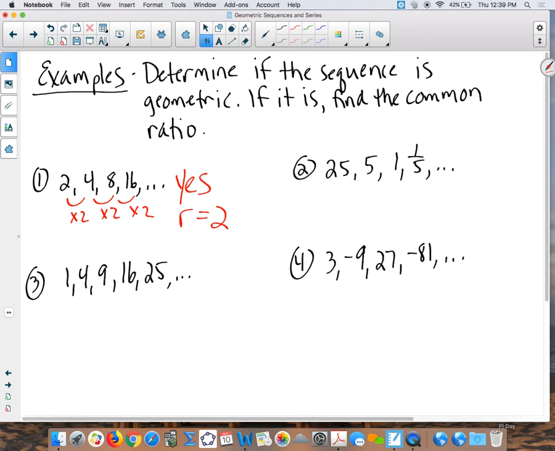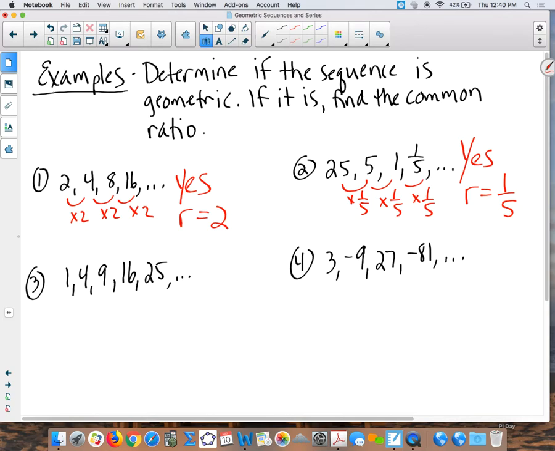In our next example, we can multiply by a fraction. So multiply by 1/5 times 1/5 times 1/5. Our common ratio is always thinking about multiplication. So if you're thinking that you want to divide, you should be multiplying by a fraction. So yes, this is also geometric and its common ratio is 1/5.